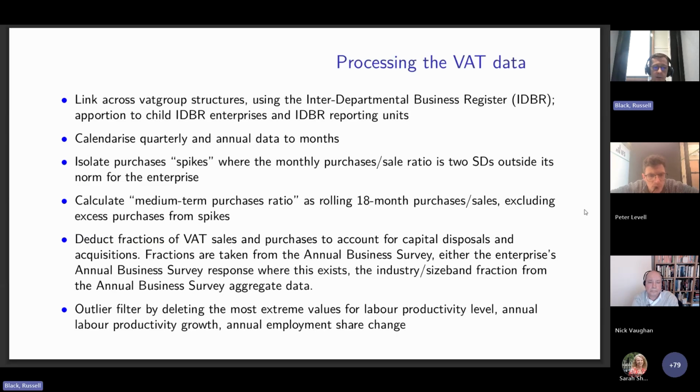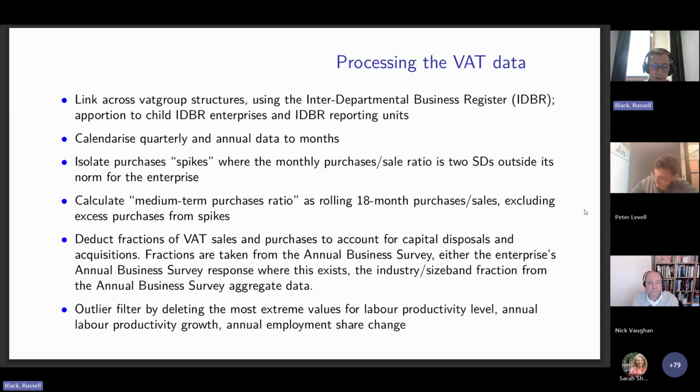And then finally, fractions are deducted from the purchases to account for capital disposals and capital acquisitions. So for large companies where an annual business survey form exists and says, yes, this company spent 15% of its total purchases on capital goods, then I apply that 15% to that company's VAT data. For small businesses, it's industry and size band. So where the average small retailer spends 3% of their purchases on capital items, that's deducted from the VAT form for all of the size band and all of the industry band.